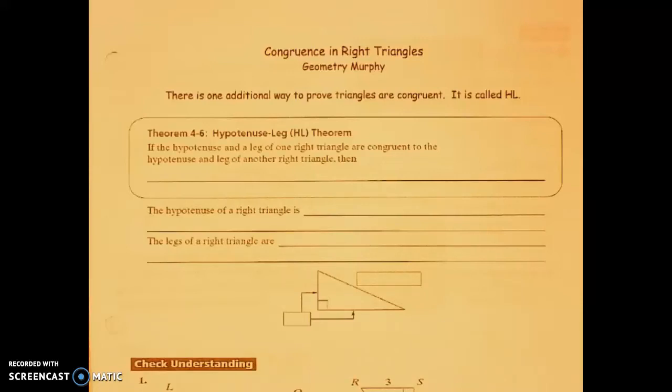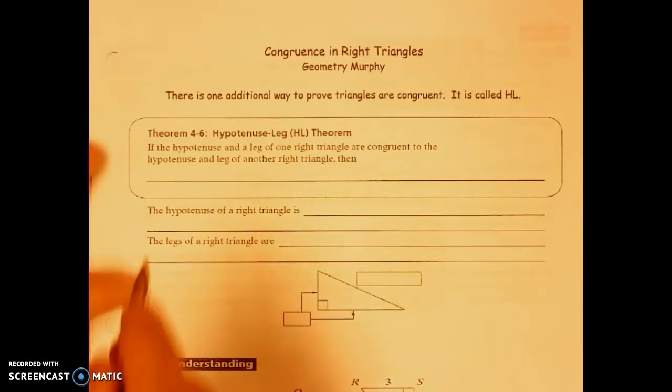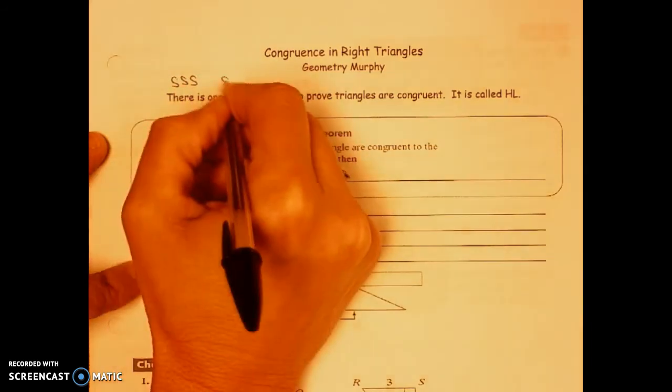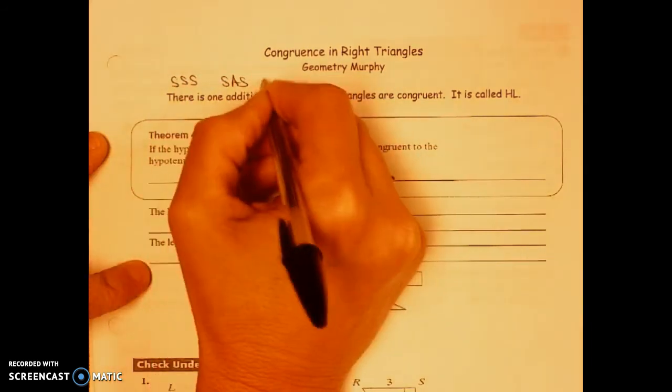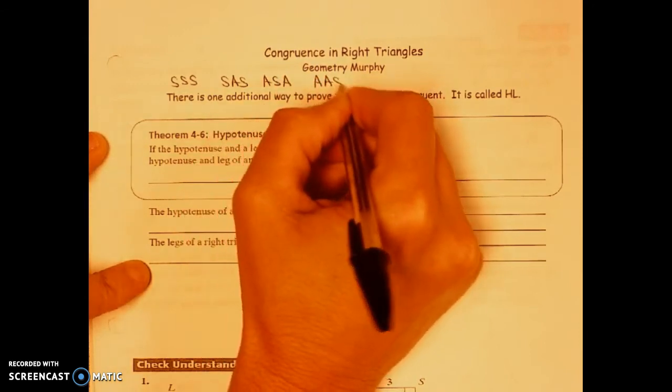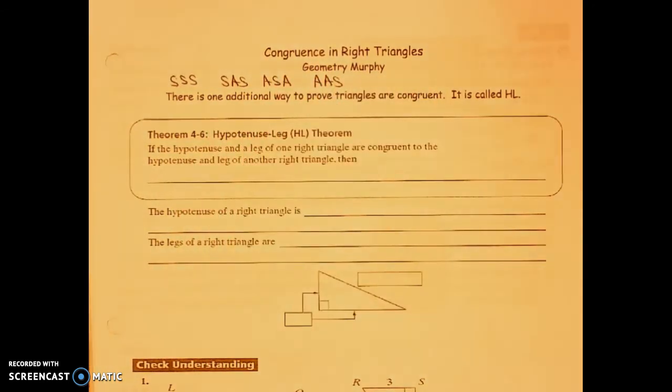Adding on to our list of ways to prove triangles are congruent. So far we've talked about 4 different ways: side, side, side; side, angle, side; angle, side, angle; and angle, angle, side. We're adding on one more method today.